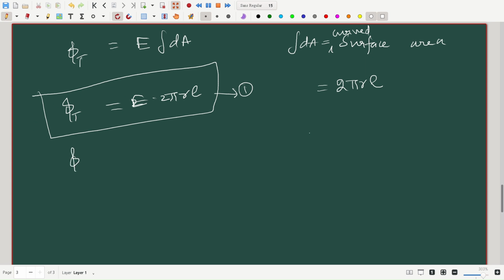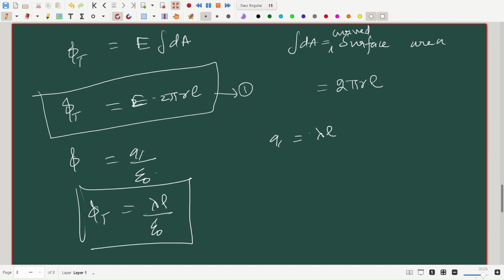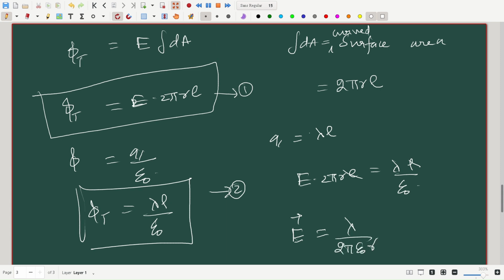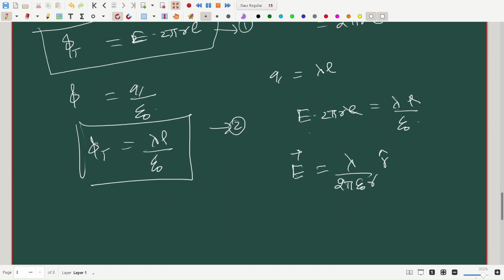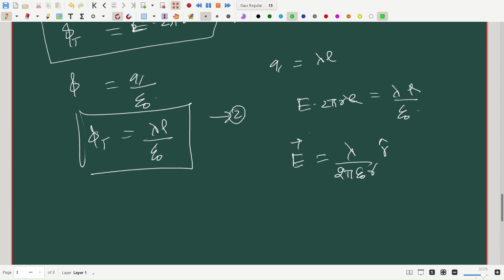Secondly, we should use Gauss law: phi is equal to Q by epsilon 0. As already told, Q is given by lambda L, so phi is equal to lambda L by epsilon 0. So here you have two equations for electric flux. If you equate 1 and 2, E times 2 pi r L is equal to lambda L by epsilon 0. Now the electric field, by rearranging the terms, is given by lambda by 2 pi epsilon 0 r, in the direction of r cap. So this is the final equation for electric field due to a linear charge distribution.